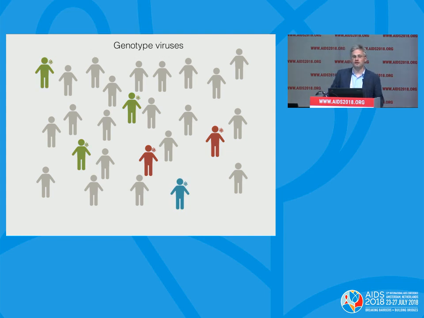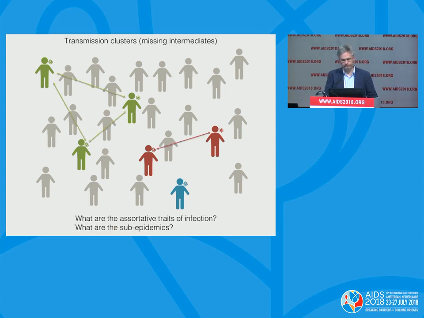When we genotype the virus, we compare the RNA or the DNA code of the viruses, and we essentially look at which people have more similar viruses. So we cluster together individuals in terms of those who have similar viruses. In this case, the 3 who have the green virus, the 2 who have the red virus, and the 1 who has the blue virus. Those people are probably related by relatively short chains of transmission. We typically don't know anything about missing intermediates, but we can ask, what are the assortative traits of infection, or in other words, are there sub-epidemics?